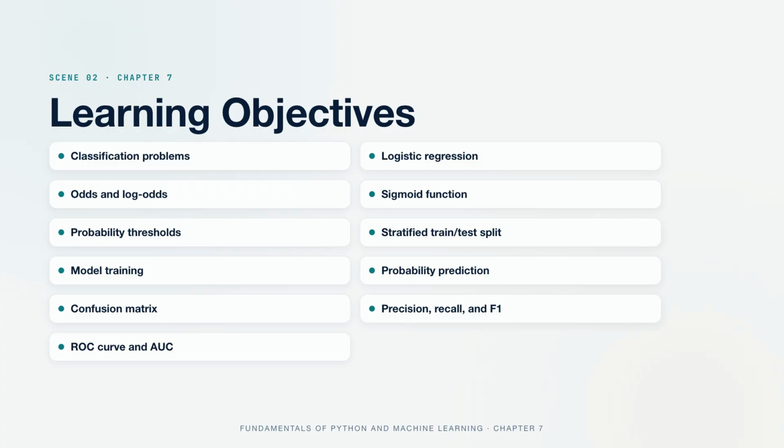You should also be able to load and inspect the Breast Cancer Wisconsin Diagnostic dataset, identify its features and target classes, preserve class proportions when splitting the data, and train a logistic regression model using a Scikit-learn pipeline. Finally, you will learn how to evaluate classification results using a confusion matrix, accuracy, precision, recall, F1 score, the ROC curve, and area under the curve.